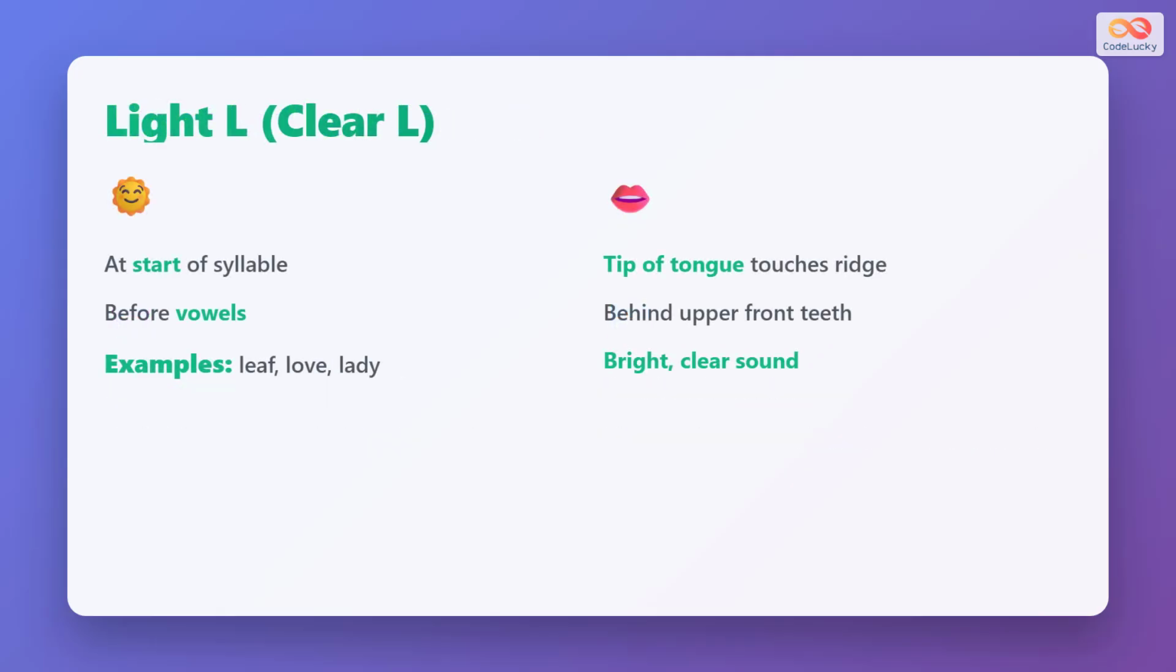The first L sound is called the light L or clear L. You use this sound at the beginning of syllables and before vowels. For example, in words like leaf, love, and lady. When you pronounce the light L, the tip of your tongue touches the ridge behind your upper front teeth. This creates a bright, clear sound that's easy to hear and understand.